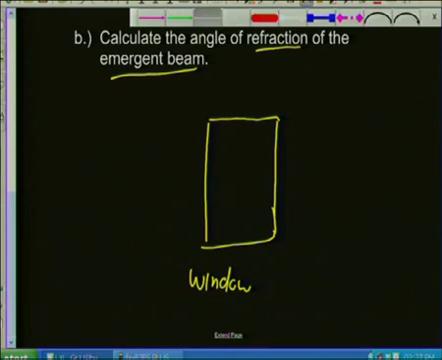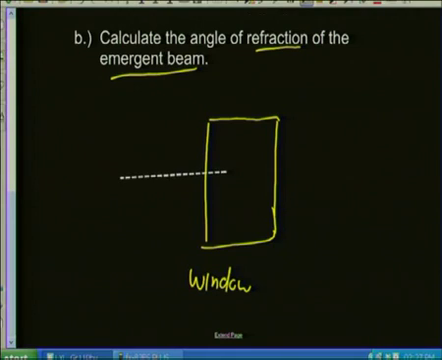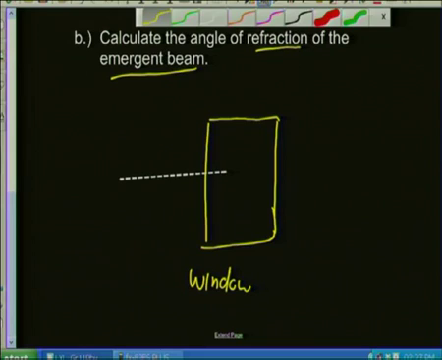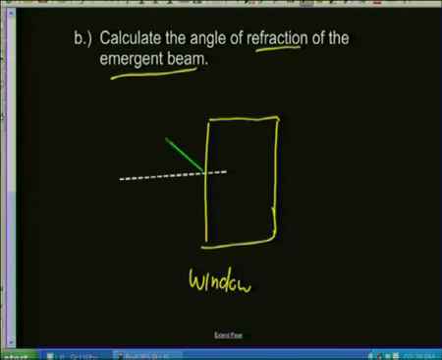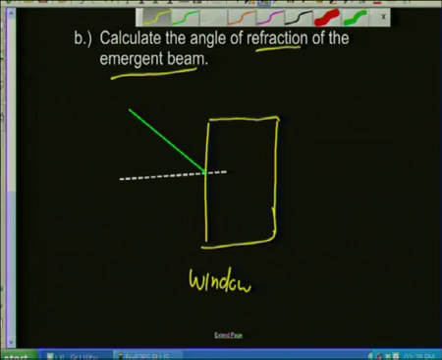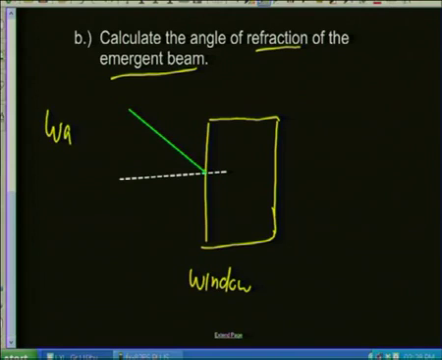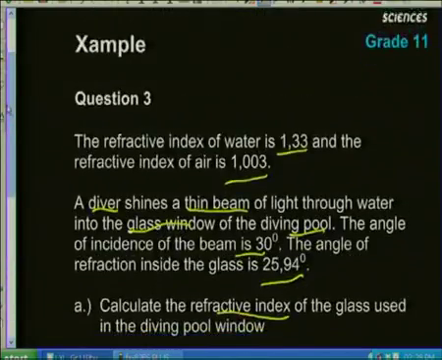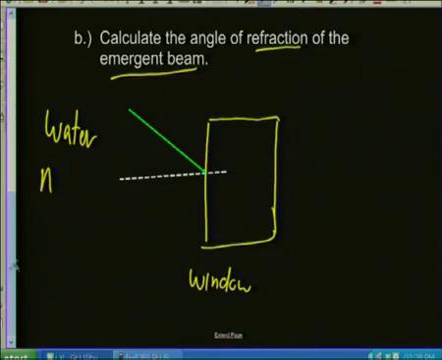So here's my, first of all, let's put in the normal. There's the normal over there, and let's put in a beam of light. Secondly, I'll try and use a different color to show the beam of light. I want it to go in that way, but I'm going to just move it so it's pointing in the right direction. So it's coming from water, so it's in water to start with. The refractive index of water was given right at the top there as 1,3.